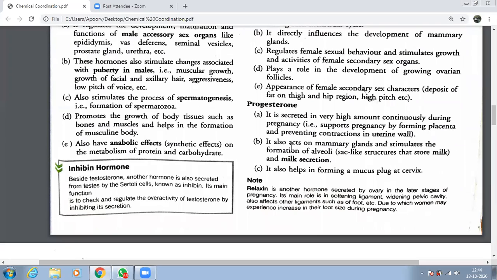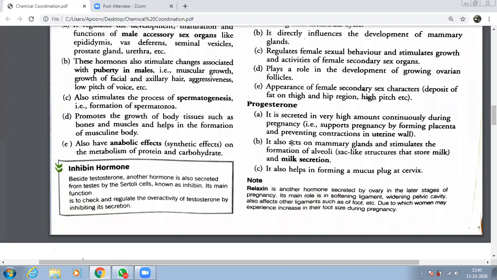Now I've hidden everything. Name the first type of cells. Follicular cells. Function. Give rise to sperms. Second type of cells. Leydig cells. Interstitial cells or Leydig cells.